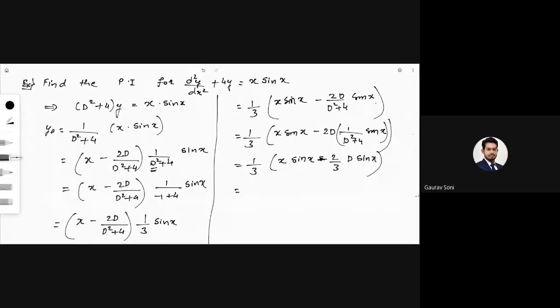Okay, fine. So d of sine x is cos x, the derivative of sine x is cos x. So 1 by 3 x sine x minus 2 by 3 cos x. So this is our yp.